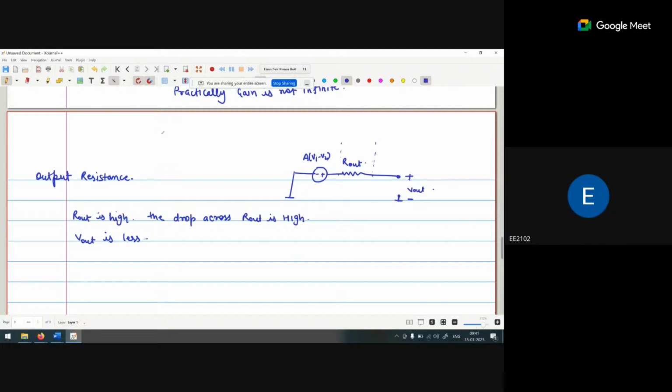So what are we taking? We are taking R out should be minimum. If I am taking the ideal case, R out value will be 0. If I am taking the practical case, R out will be around 10 to 100 ohms or 10 to 1000 ohms. This is the practical.